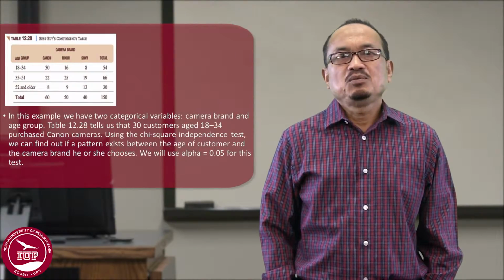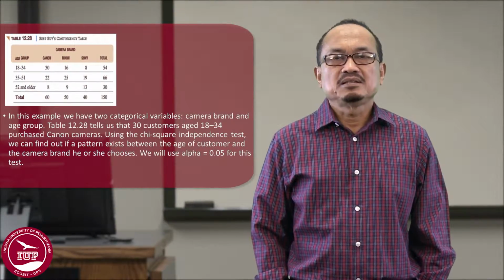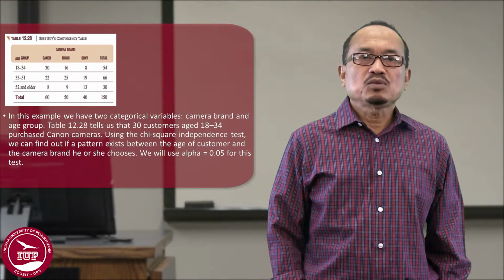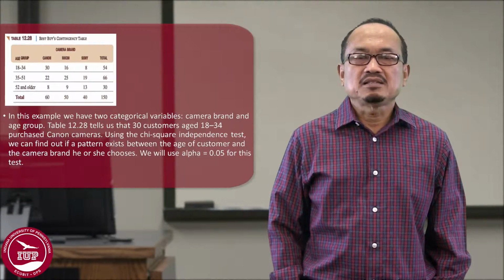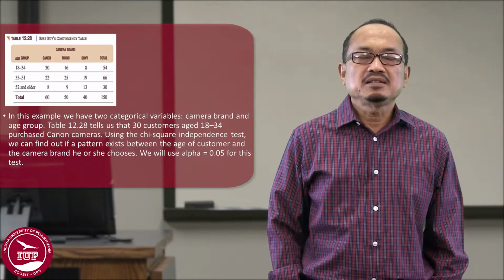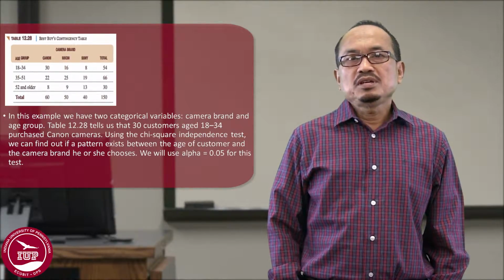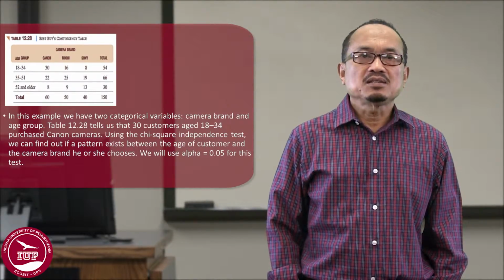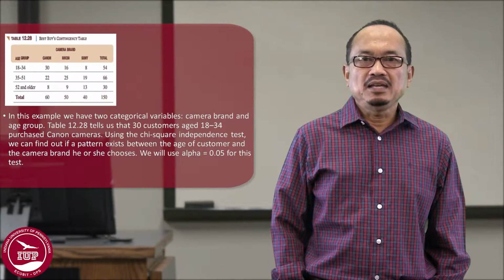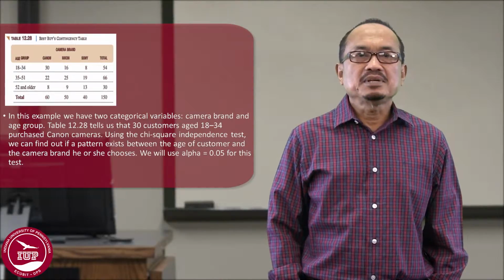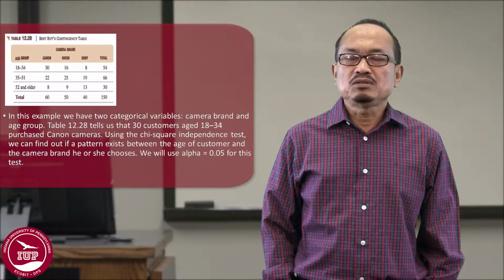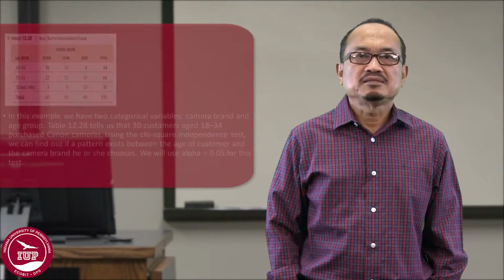In this example, we have two categorical variables, camera brand and age group. Table 12.28 tells us that 30 customers aged 18 to 34 purchased a Canon camera. Using the chi-square independence test, we can find out if a pattern exists between the age of the customer and the camera brand he or she chooses. We will use alpha equal to 0.05 for this test.